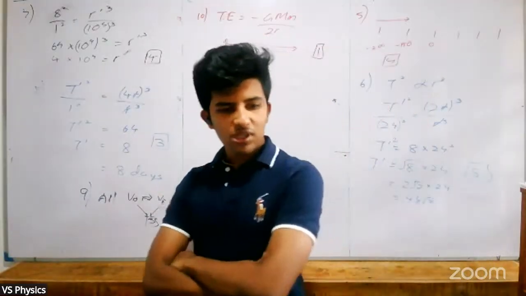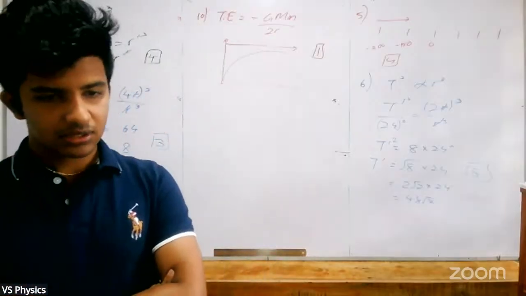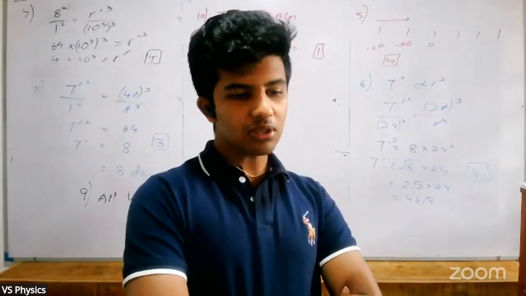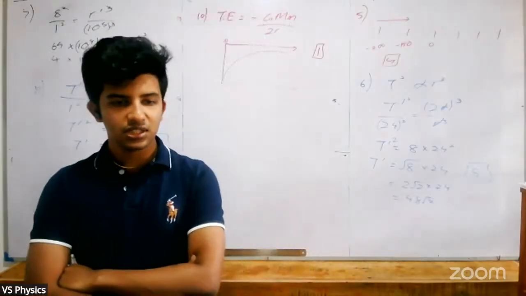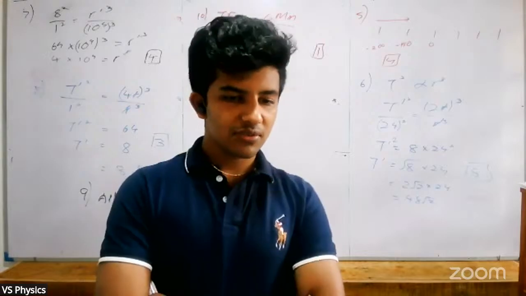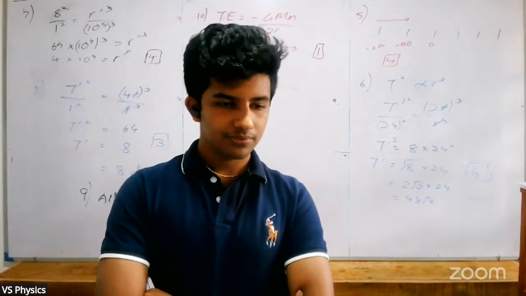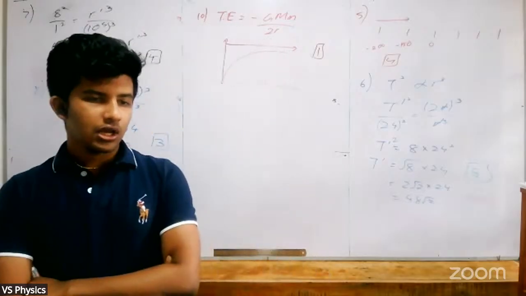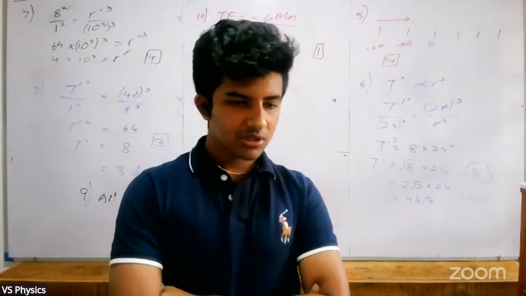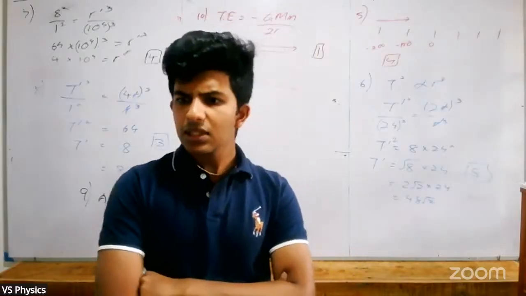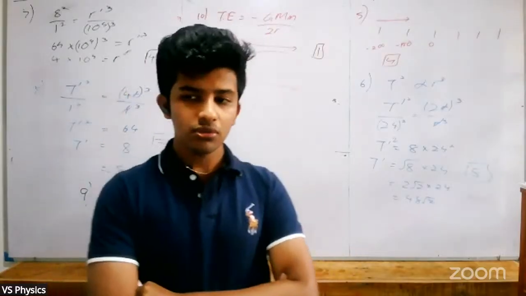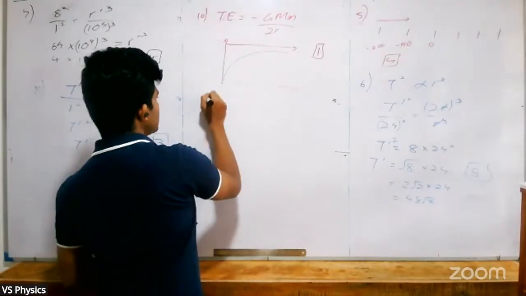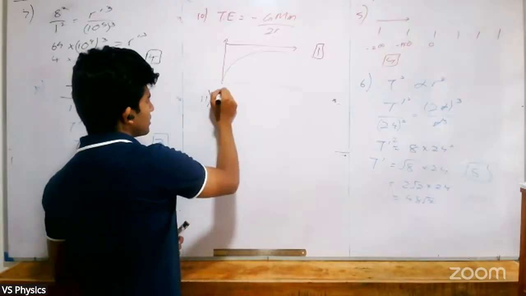11th one. For a satellite moving in a circular path around the Earth, the kinetic energy, gravitational potential energy, and total energy are given by K, V, and E respectively. Which of the following relationships is true? E equals minus K, the total energy is equal to minus the kinetic energy. Yes, so that is the first answer, obviously.